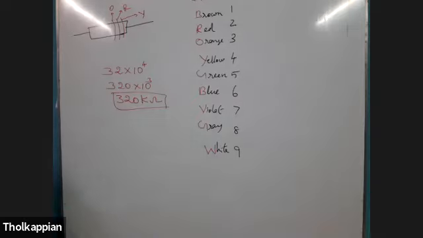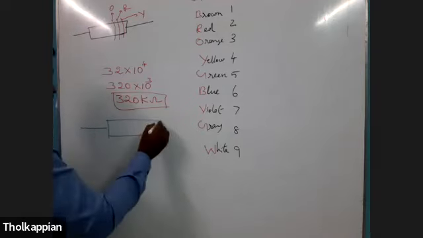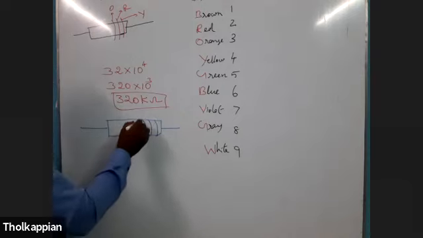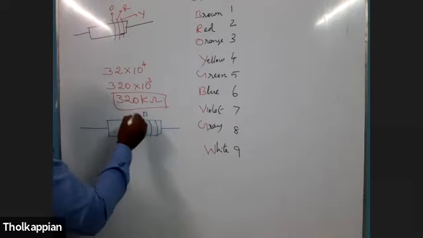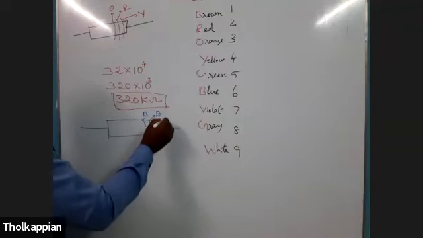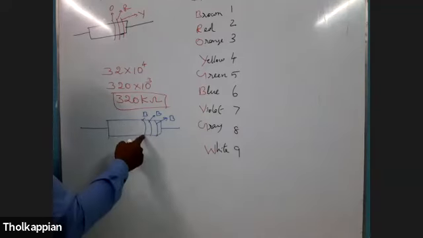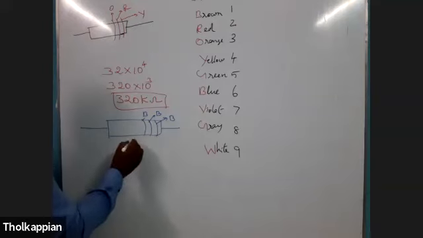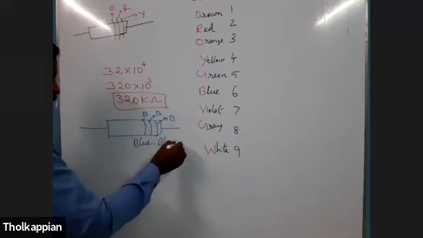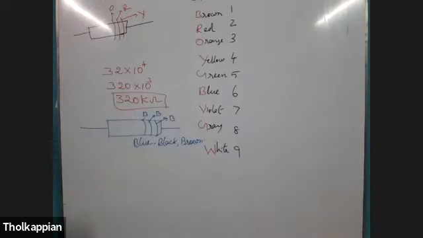Okay, next, one more example we do. The same three colors. One is blue, and the next one is black, and next one is brown. Three bands are given: blue, black, brown. First one is blue, second one is black, and third one is brown.